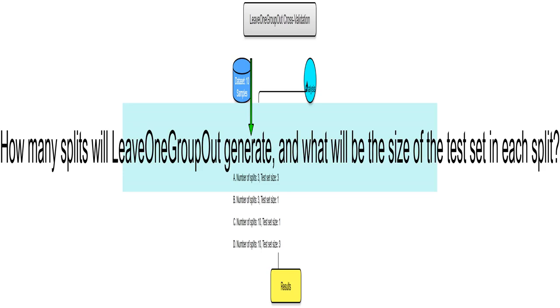This is the core question. I need to figure out how many times LeaveOneGroupOut will divide the data for cross-validation based on the groups I've defined.